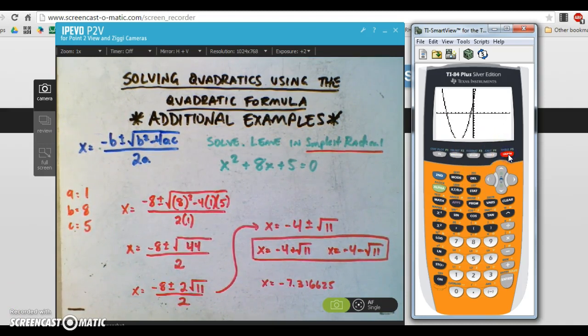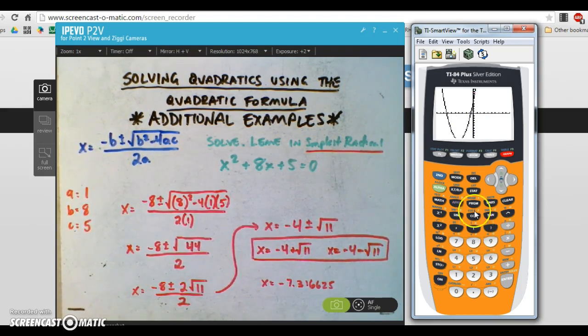Now we could go through the process of doing the other one. We could go back to the graph, redo the process, figure out what this is, but you can probably guess that if we go through that process and figure out what this solution is, it's going to match the negative 4 plus root 11. We won't have to go through that, but that would be a way to check this.